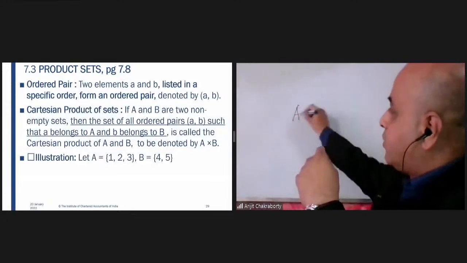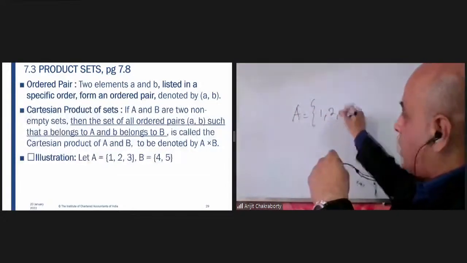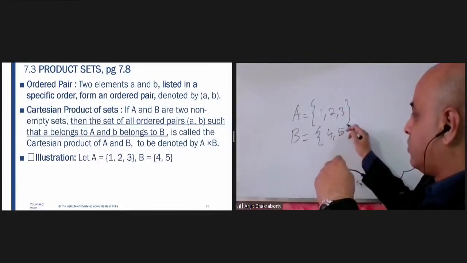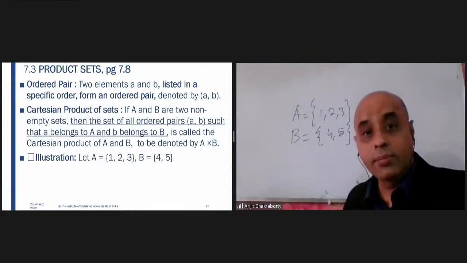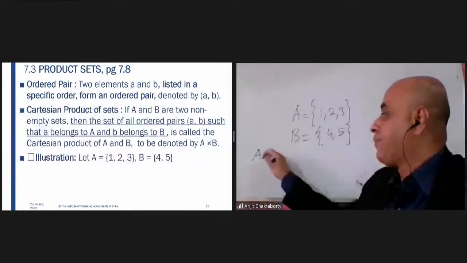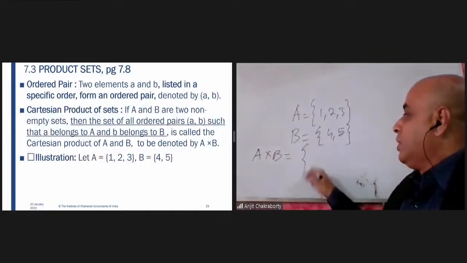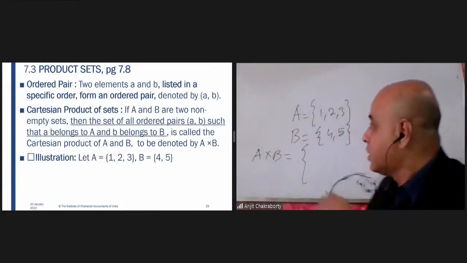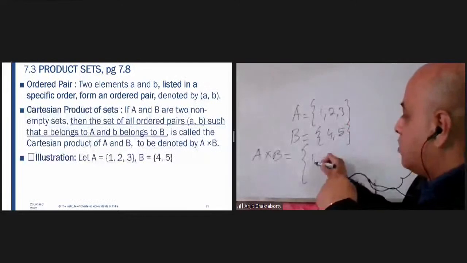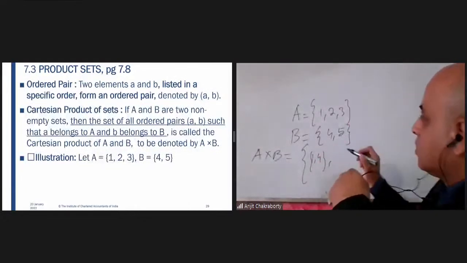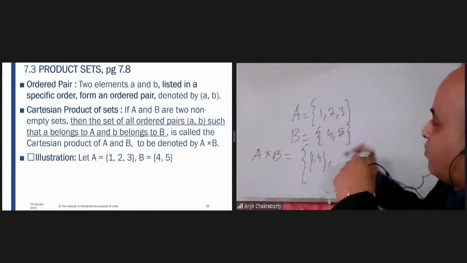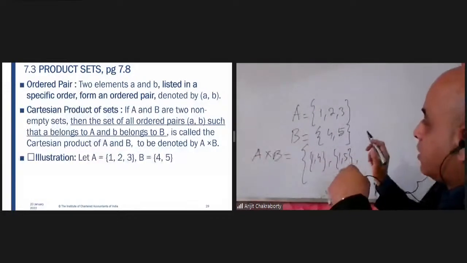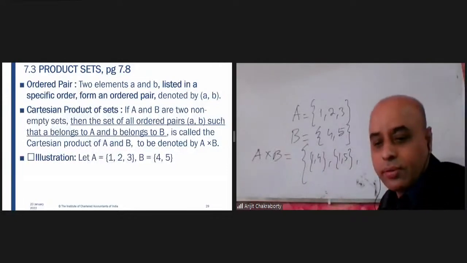So A is given as 1, 2 and 3 and you have set B which is 4 and 5. You have to find the Cartesian product. Okay, so A into B. A into B will be nothing but take the pairs together. So I will take 1, 4, comma. Then I will take 1, 5, okay. Then I will take 2, 4 and 2, 5, okay.